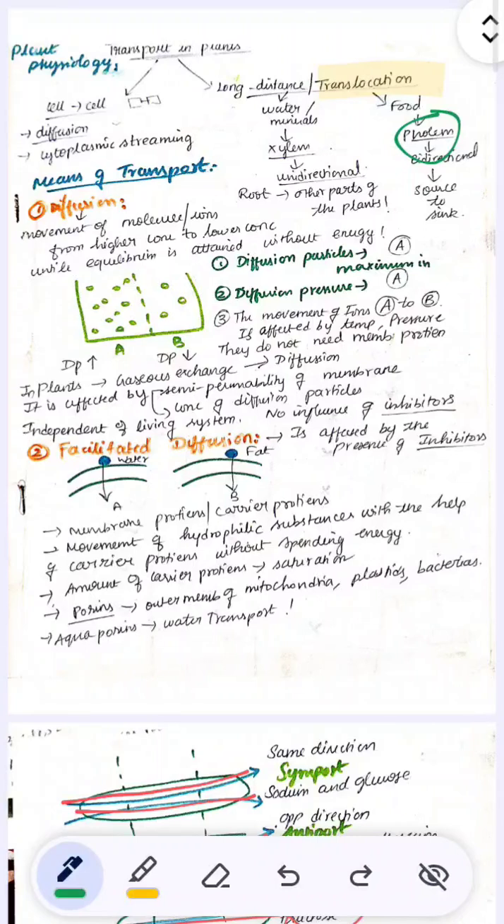So phloem is another vascular bundle. The leaves produce glucose, that is the food, through the process of photosynthesis. This has to be transported to various parts, so this is bidirectional.